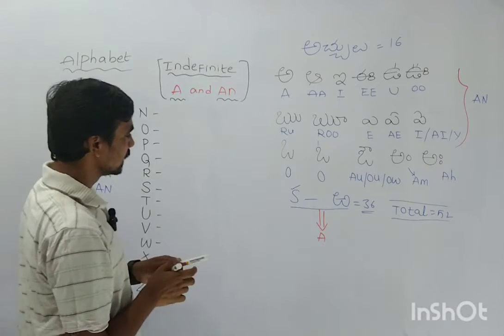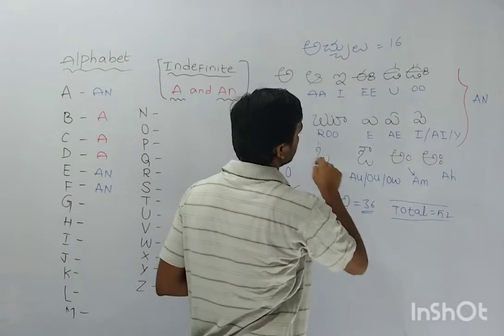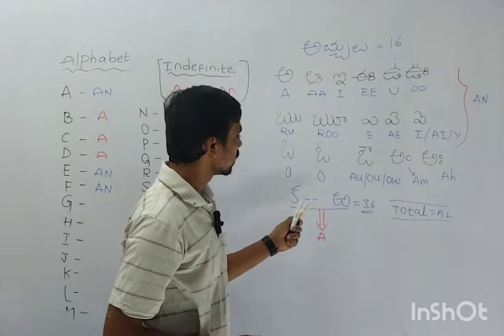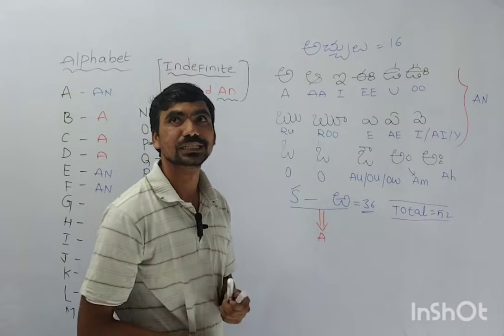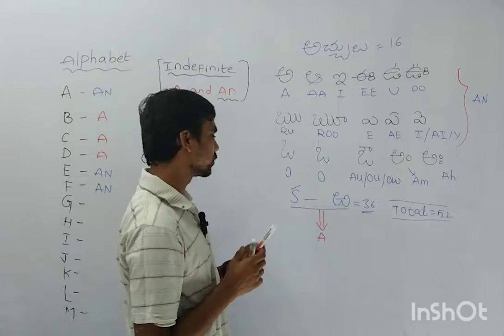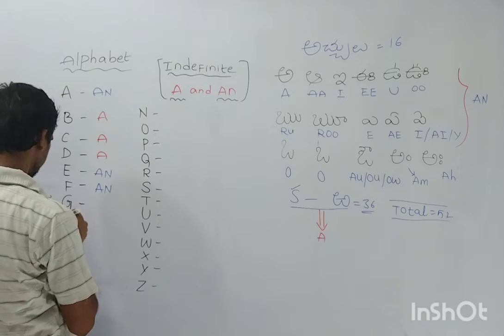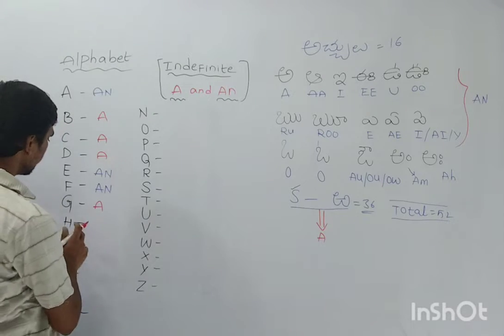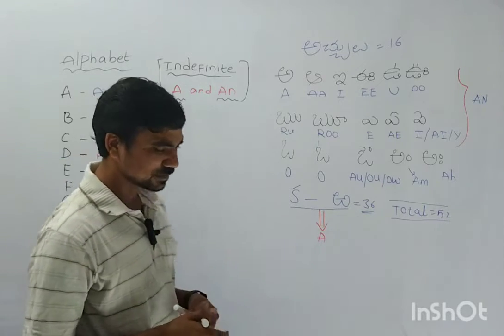Now G. G is not there. The sound is not there. So the sound is here. Katu Bandira, G, Ja. So the sound is there. So you can simply write G is A. Okay, understood? Then H.